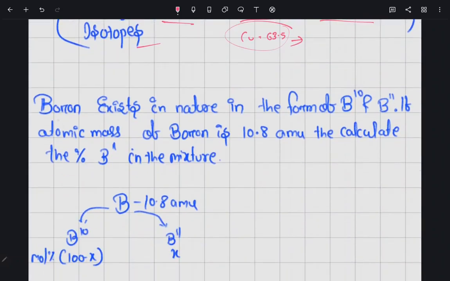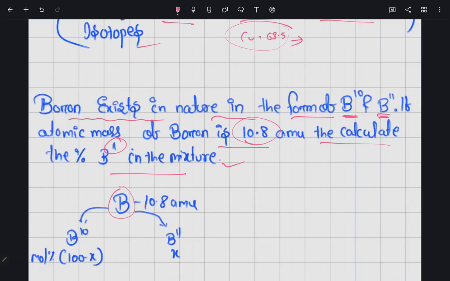One such numerical is: boron exists in nature in the form of B10 and B11. If the atomic mass of boron is 10.8 mu, then calculate the percentage of B11 in the mixture. So they are telling that there are two isotopes of boron, B10 and B11, and the average atomic mass is 10.8 mu. You can pause the video and solve. If not, you can see the answer.